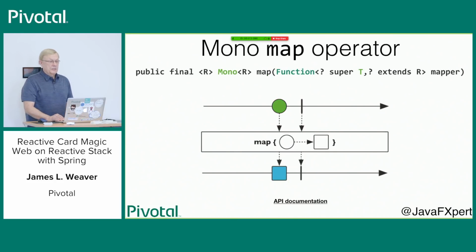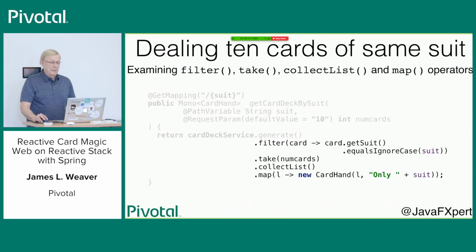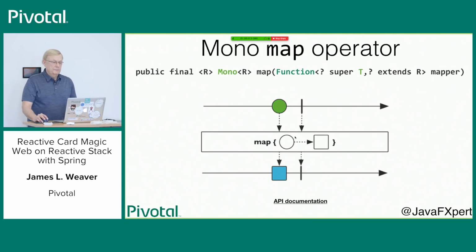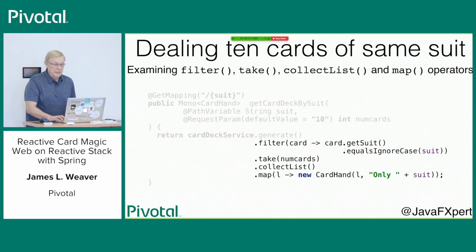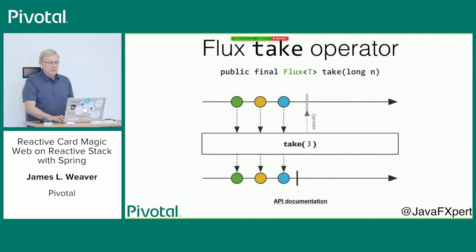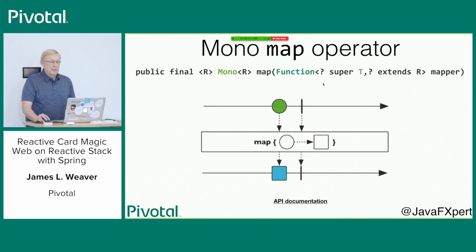Okay? And so then finally we have the map operator. It's the map operator on which type? Is it mono or flux? Mono, because collect list returned a mono. So we're doing the map operator on a mono, and we're passing in an element of a list, and then we're returning a new card hand. So here's the mono map operator, where we're taking a mapping function: in this case, we take the list and map it to a card hand. So there's the map operator there.